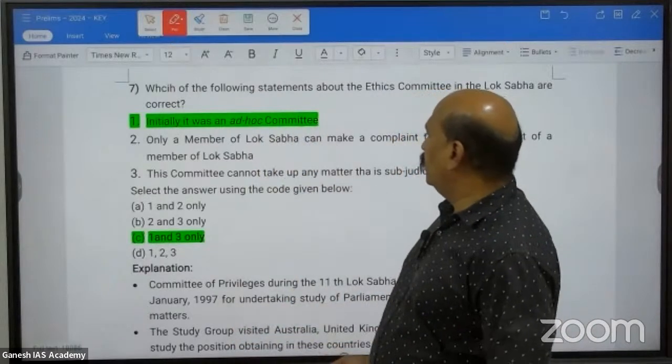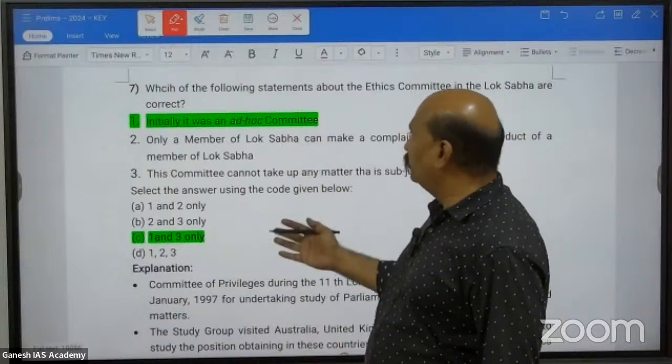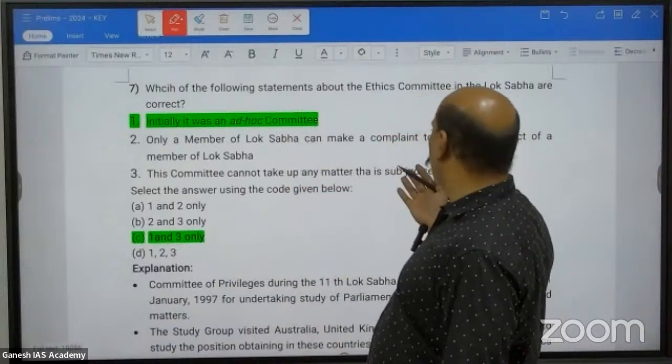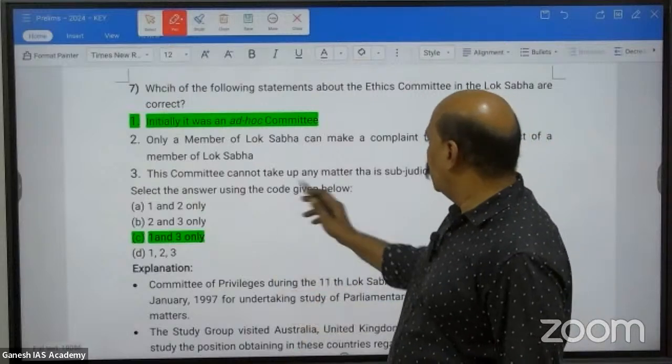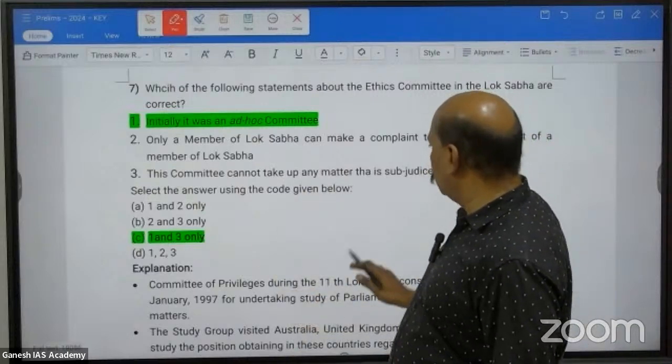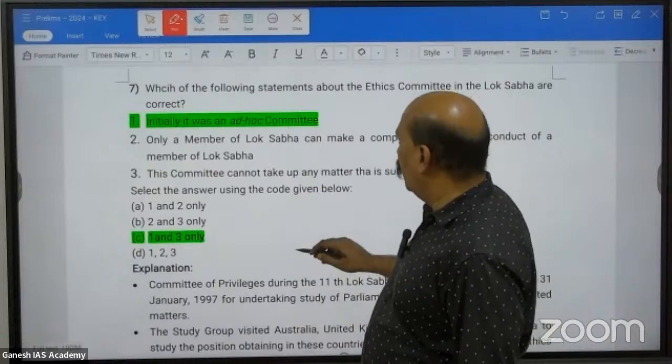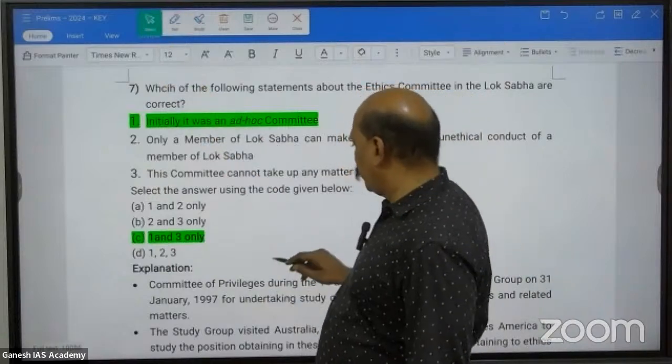Statement 1: initially it was an ad hoc committee, correct. Statement 2: only a member of Lok Sabha can make a complaint of unethical conduct. That is wrong, any person can. Statement 3: the committee cannot take up any matter that is sub judice, correct. How is it correct? Let us see.